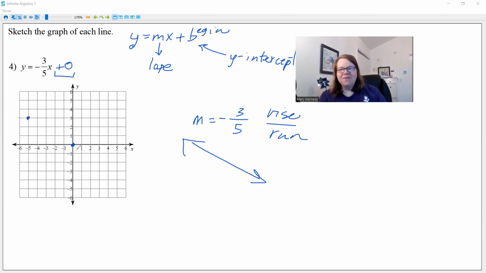And so if you'd gone down 3 instead, 1, 2, 3, then you would just do the opposite. You go right 5. So one of these has to be negative. You either want to think of it as down 3 and right 5. Oh my goodness, that's so loud. Or you want to think of it as up 3 and left 5. You've got to do one or the other to get that negative slope. And so from that, you can see where your line is going.